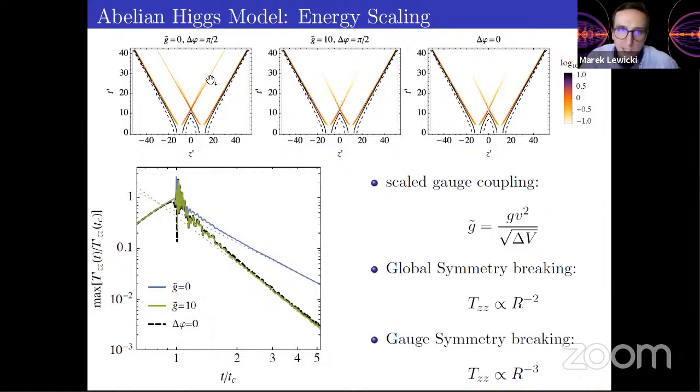And what you see is the propagation of the energy after the collision. And again, we can just track this more easily by plotting the energy on that line. So that would be the blue line here. And the power law here is R^-2. And this is indeed what you would expect, as it turns out, from global symmetry breaking. Global because G was set to 0, there are no gauge bosons.